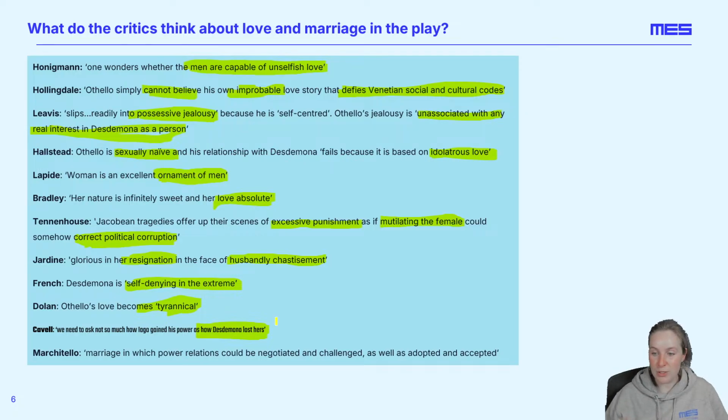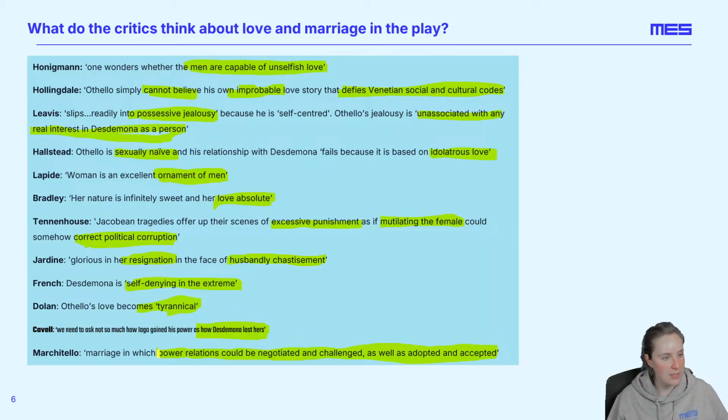Marchitello says marriage is a space in which power relations could be negotiated and challenged as well as adopted and accepted. So this idea of marriage and power being linked, and thinking of marriage, particularly indoors in the domestic sphere, as a place in which men and women were a little bit more equal than outside in society, right?